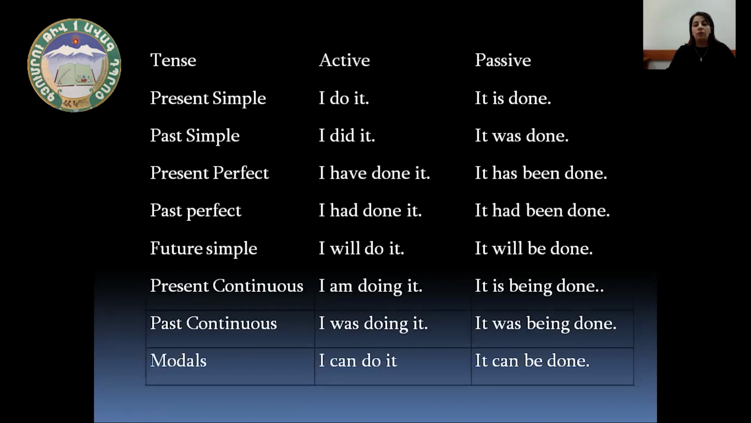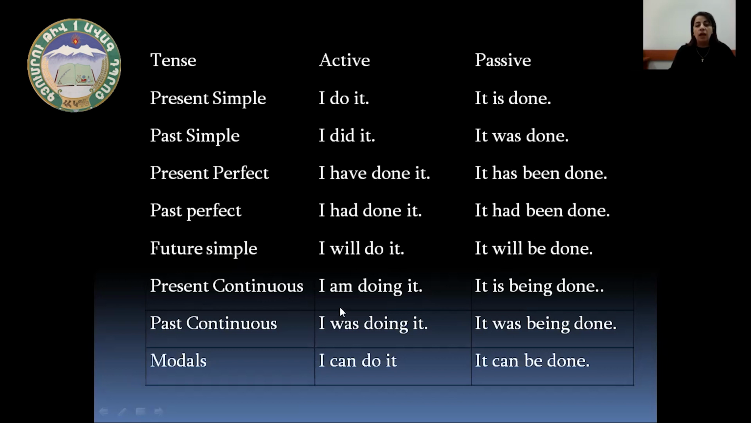In this table, I have conjugated the same verb in active and passive forms in different tense forms. For example, I do it, present simple tense, it is done. I did it, past simple tense, it was done. I have done it, present perfect tense, it becomes it has been done. I had done it, past perfect, it becomes it had been done. Future simple, I will do it, it will be done.